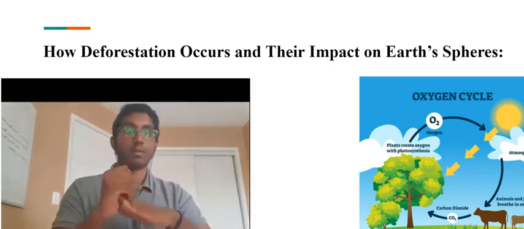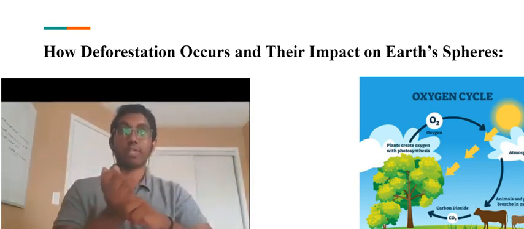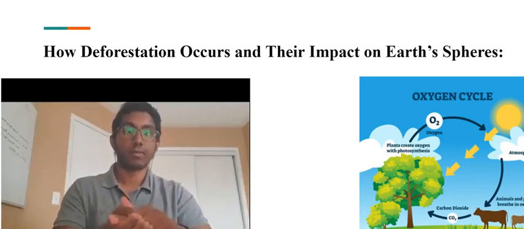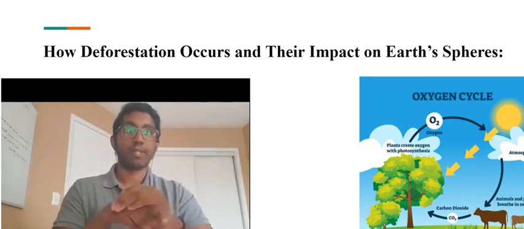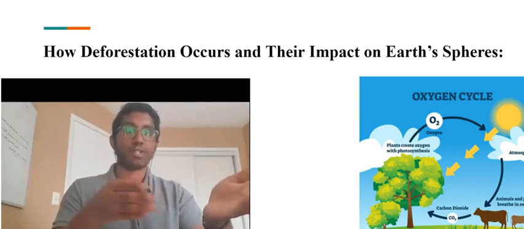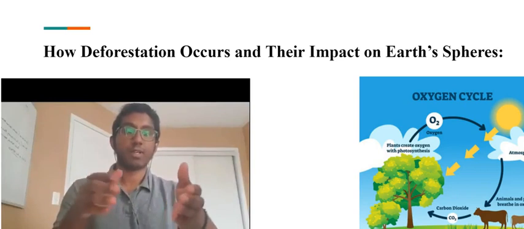And roughly, per year, around 15 billion trees are removed. So that's 15 billion times a percentage of oxygen removed from the atmosphere.